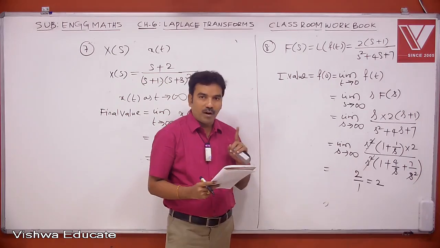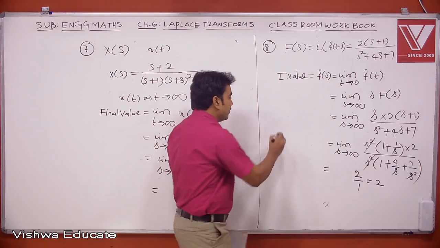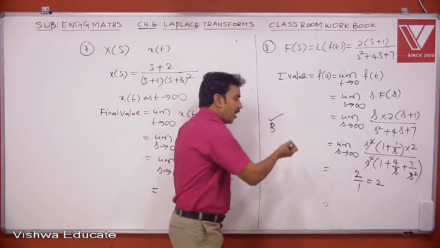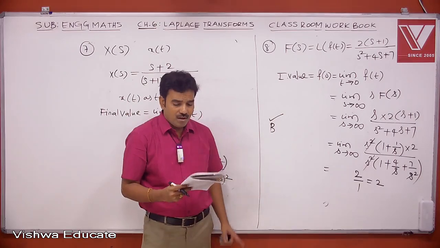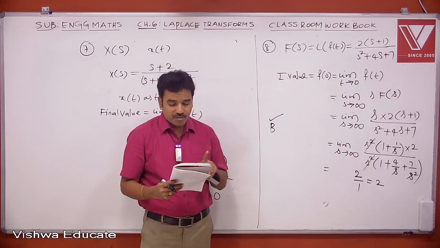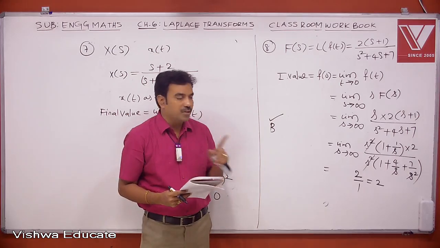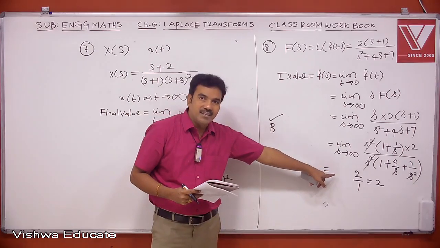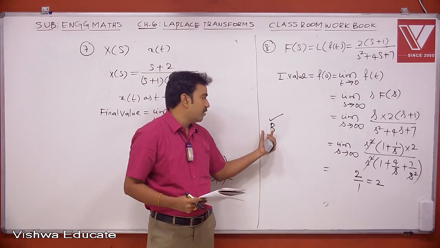We have only one option with initial value 2. That is option number B. So you need not find the final value also. Even if you cross check it, you will get the final value as 0. We have only one option. In option A, initial value is 0. In option C, 0. In option D, 2 by 7. Only in option B, the initial value is 2. Therefore, without second thought, you can opt for option number B.